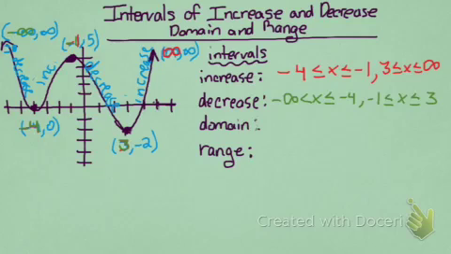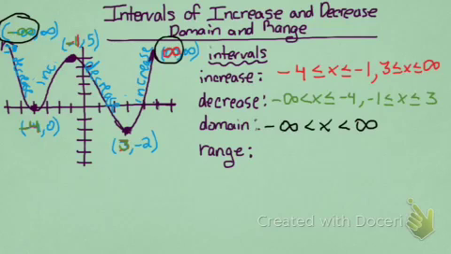And to write the domain, you'll look at the smallest x value out of all the x values that you have and look at the largest x value out of all the x values you have. So my smallest x value out of all of the x values I have is negative infinity. My largest x value is positive infinity. So my domain will be from negative infinity, less than x, less than positive infinity.